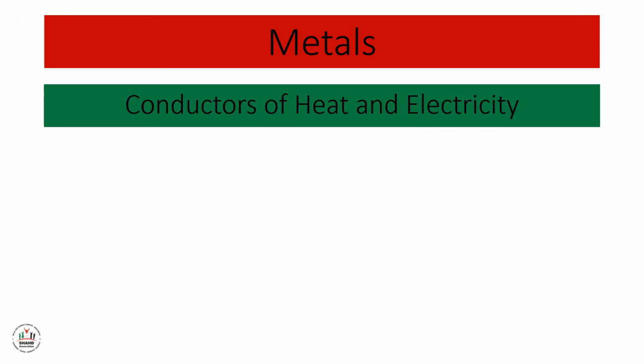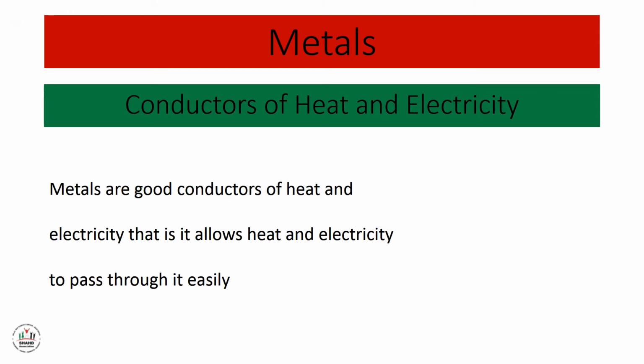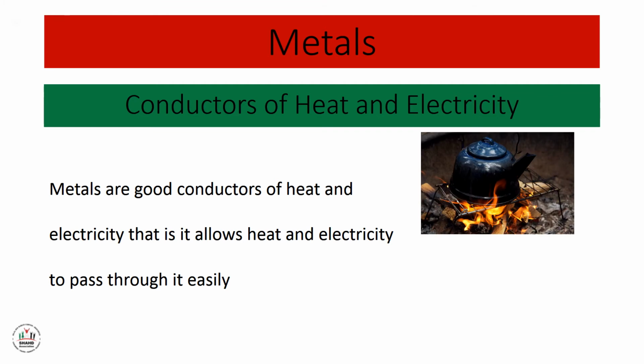Metals are good conductors of heat and electricity. That is, they allow heat and electricity to pass through. As you can see in the first picture, this metal allows the heat to pass from the fire into the water inside. Also, in the second one, it is made up of copper. It allows electricity to pass through.